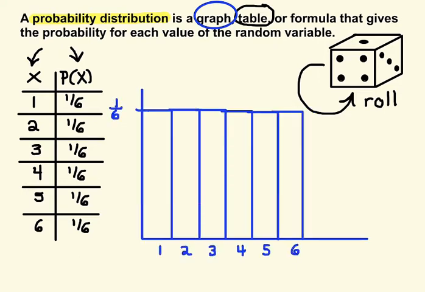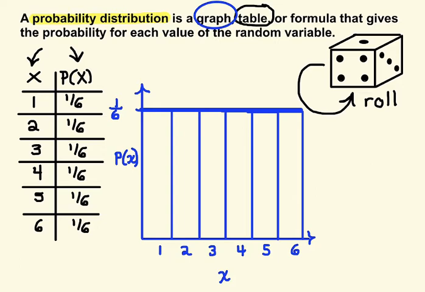Okay, so the probability distribution graphically displayed is here, and so my y-axis represents p of x, probability of x, and my x-axis represents my random variable x. And the line right across the top is the same height all the way across because they are the same probability.